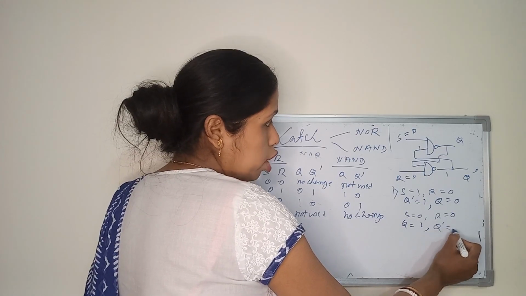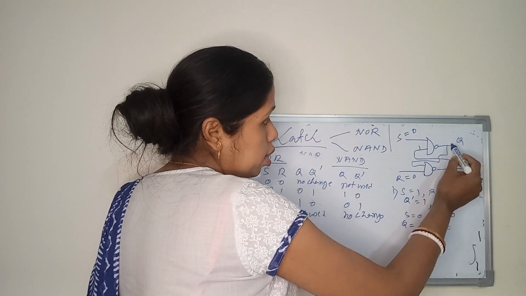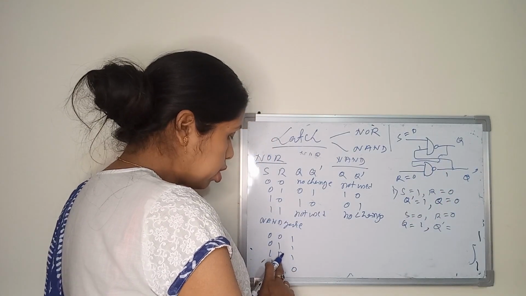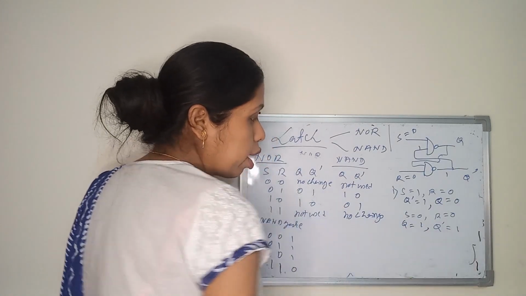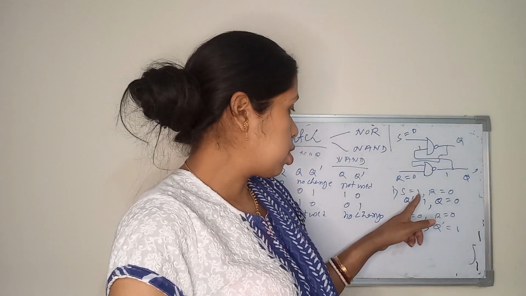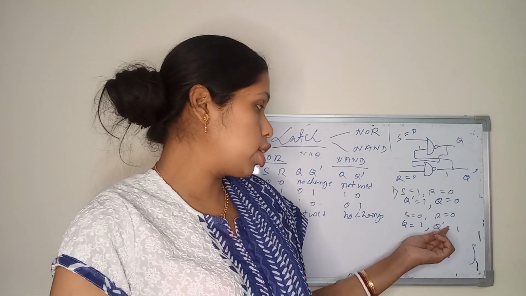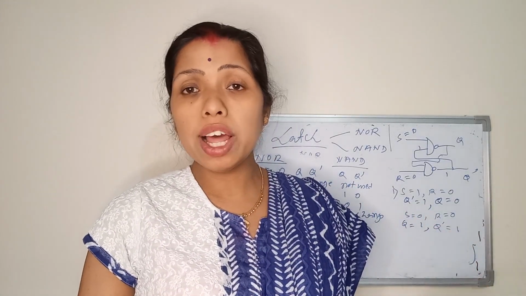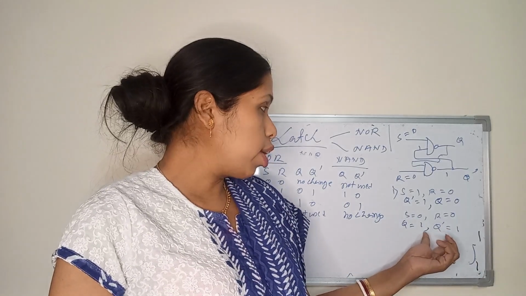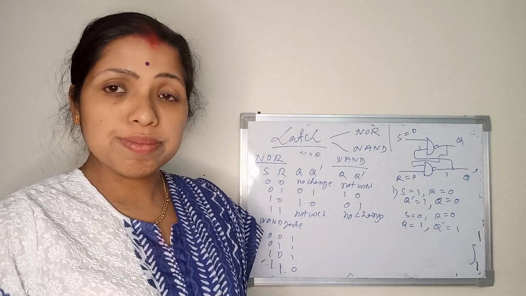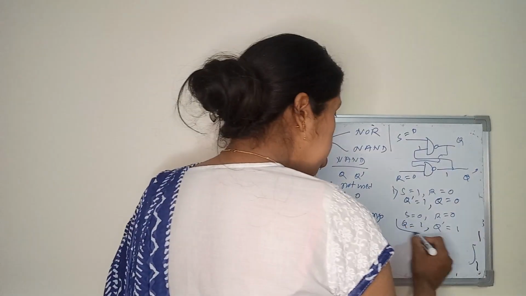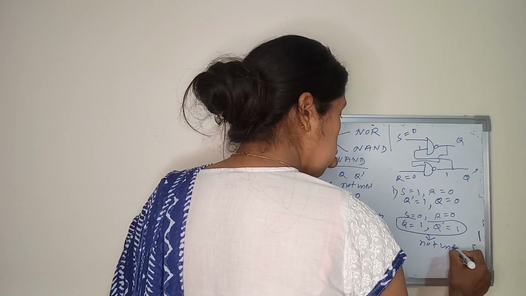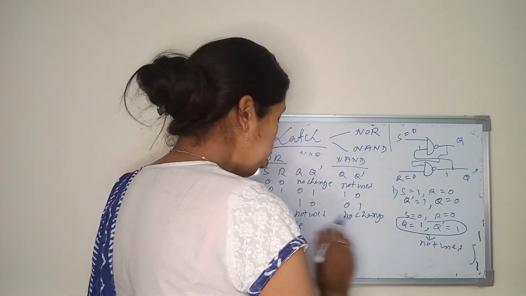Now come to the Q prime. Q is 1, this 1 is entering here along with R equal to 0. Again 1 0 is 1, so my Q prime is also 1. Now you can see if I remove the 1 from S, in the 0 0 condition, both are 1. This is not feasible. Q prime should be the complement of Q. So both are 1, that means it is the not used condition.